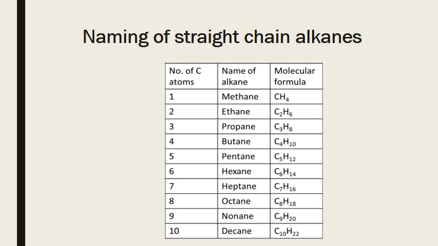So, naming of straight chain alkanes. This is what you have to revise. You need to know that the molecular formula for anyone that has, for example, 1 carbon, it's going to be called methane. If it has 2 carbons, it's going to be called ethane. If it's got 3 carbons, it's going to be called propane. And this is only for straight chain molecules, and so on.